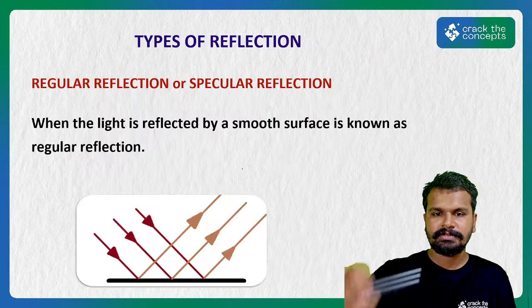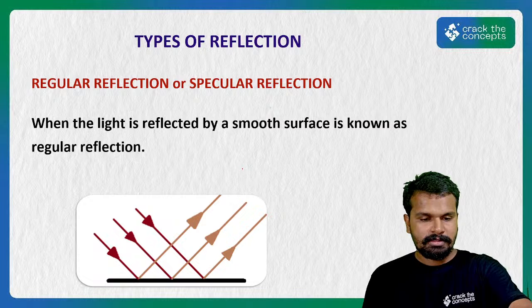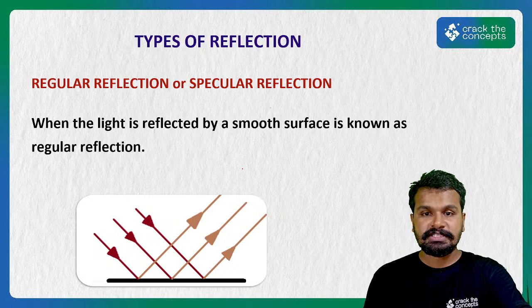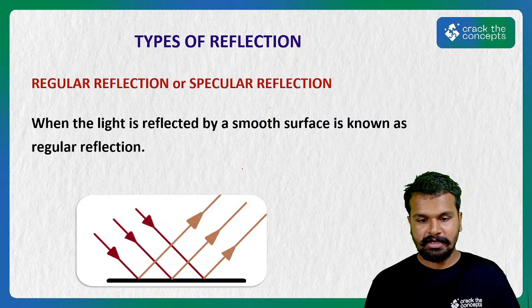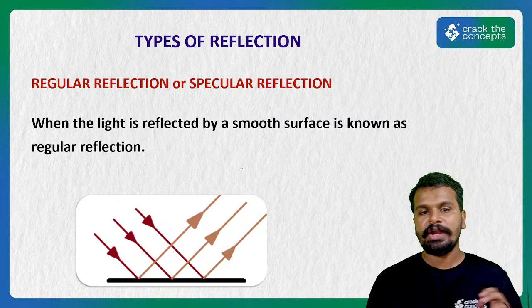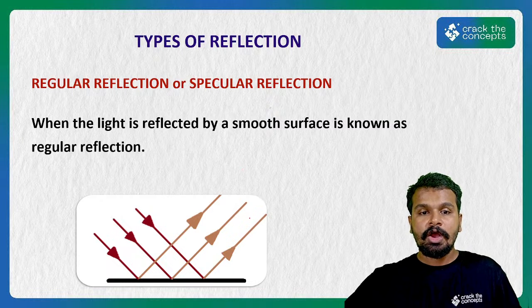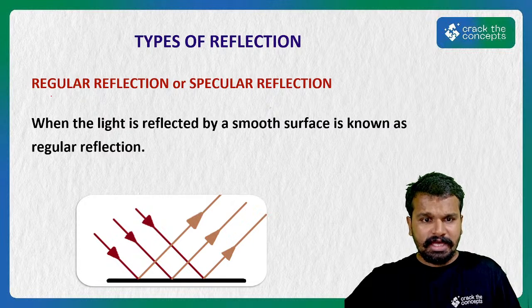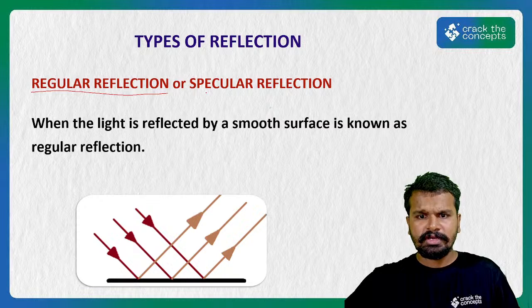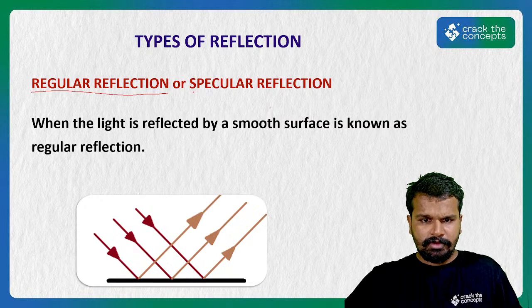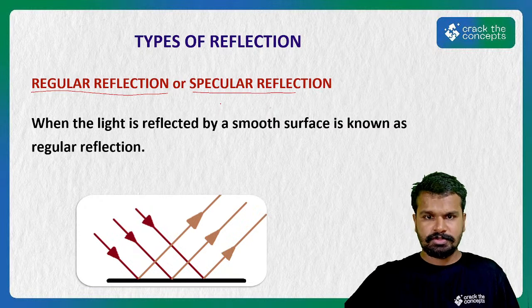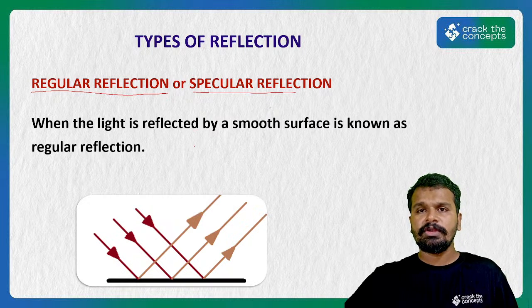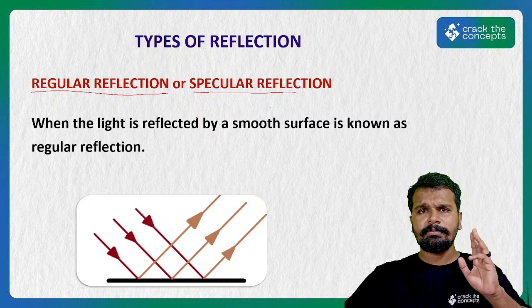Clear, right? Next, we will be learning types of reflection. You already know the two types of reflection. What are they? One is specular reflection or regular reflection. You might have heard just regular reflection. We also say it as specular reflection. Regular reflection or specular reflection, you just have to keep that in mind.